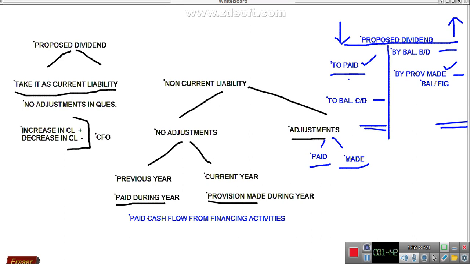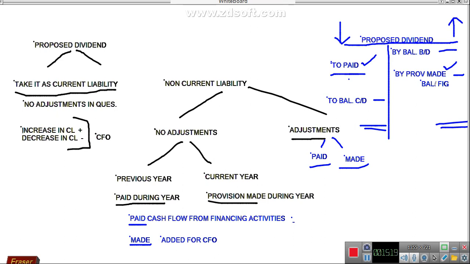In cash flow from financing activities, dividend paid during the year will be subtracted, and if it is provision made during the year, that provision made during the year will be added for calculation of cash flow from operating activities, because it is a non-operating non-cash expense. So you add it back in the net profit in the calculation of cash flow from operating activities.